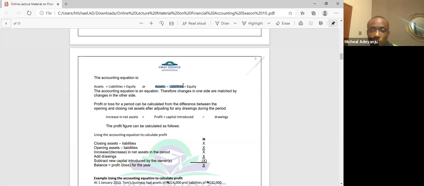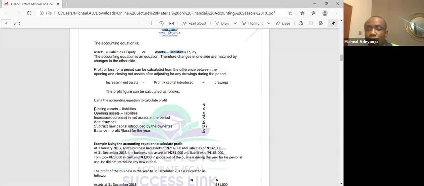The profit figure can also be calculated as follows. As you can see, closing assets minus liability, less opening assets minus liability. Then the difference between the two will give you the increase or decrease in net assets for the period. Then you add your drawings, you subtract the new capital introduced, and the result is going to be the profit for the year.